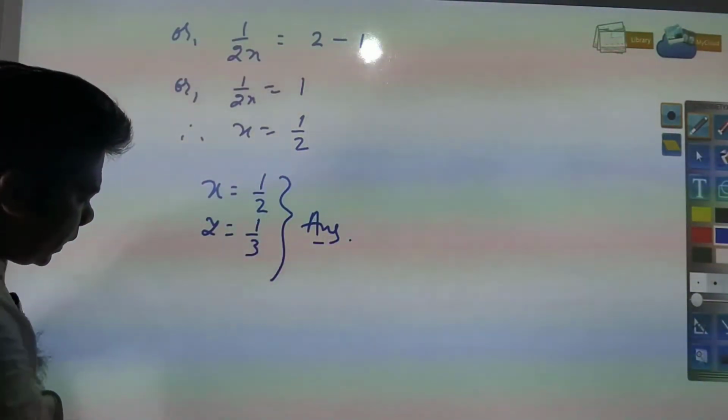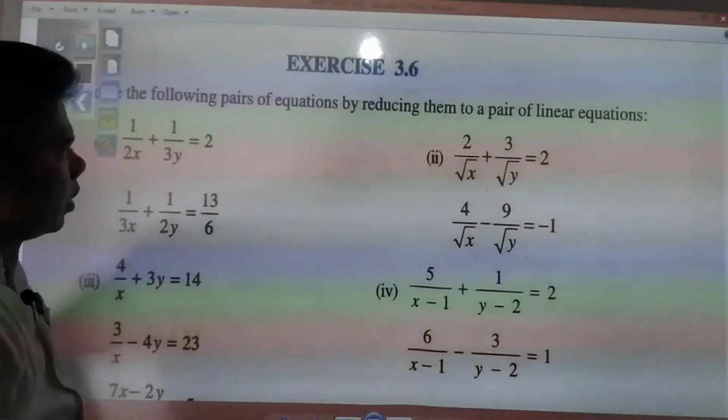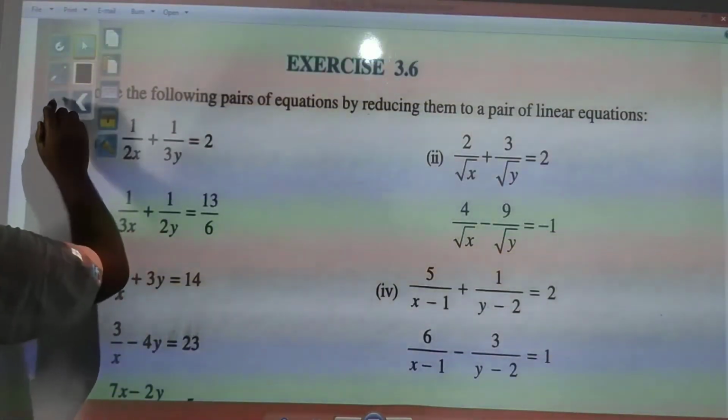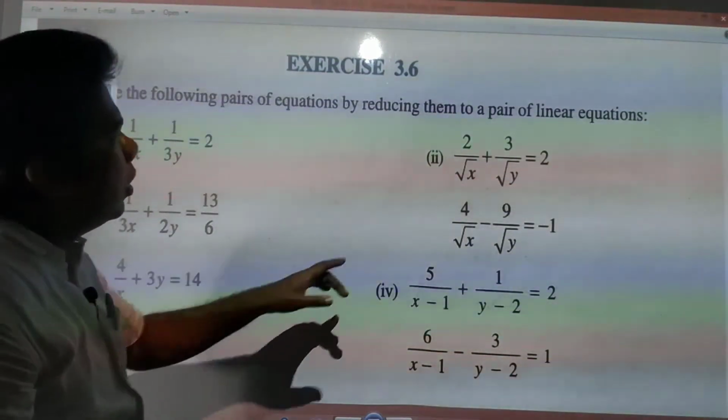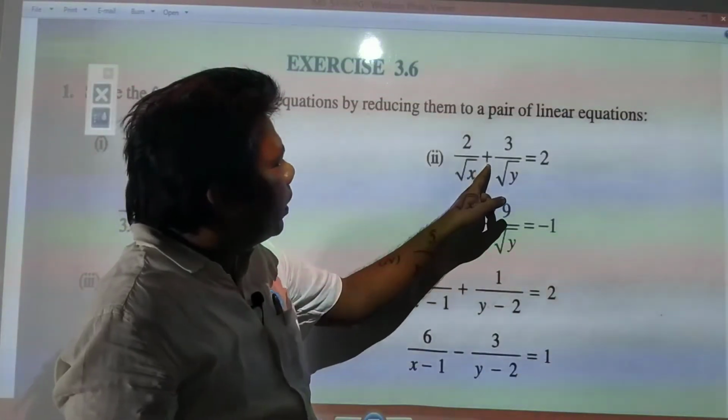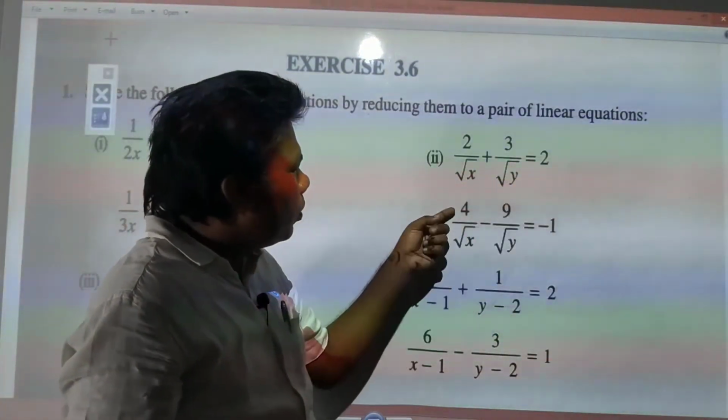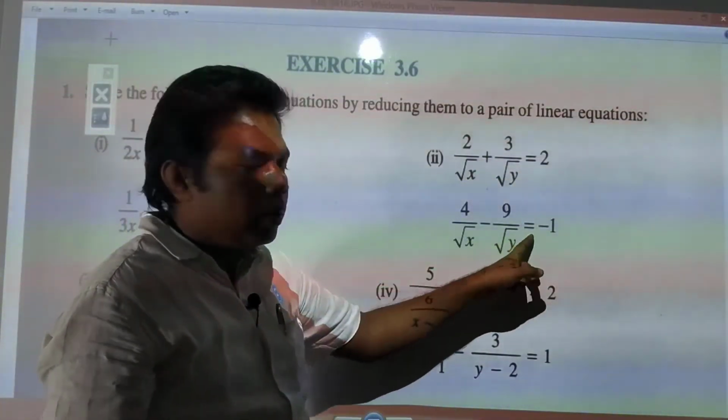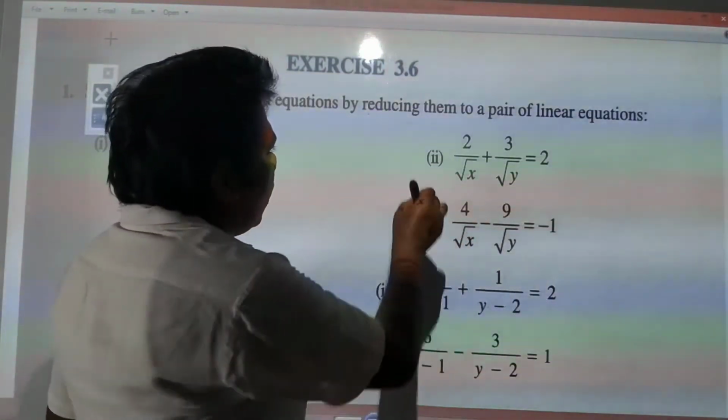Next question we will see. Here suppose you have 2 by root x plus 3 by root y is equal to 2 and 4 by root x minus 9 by root y is equal to minus 1. So how will we solve this?